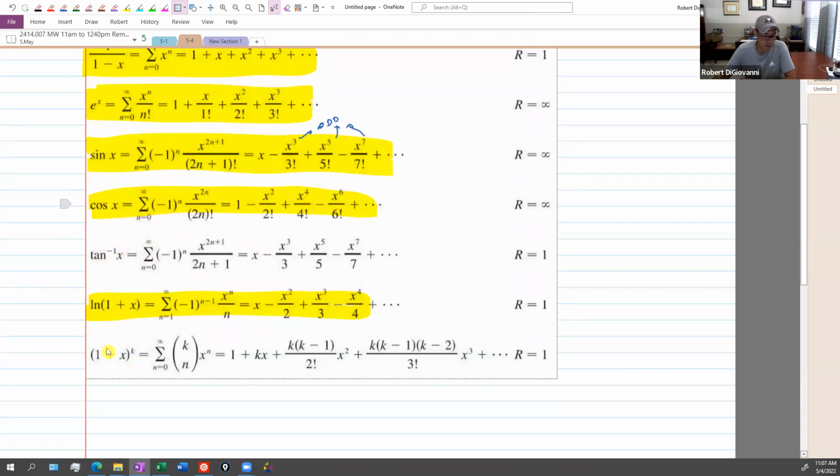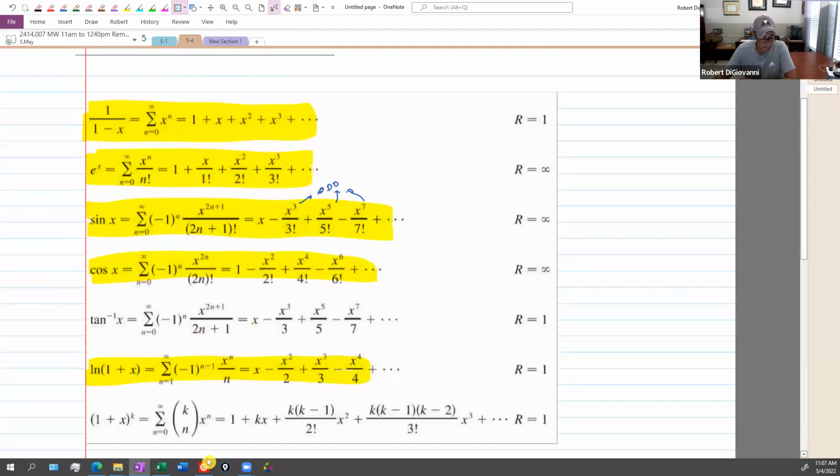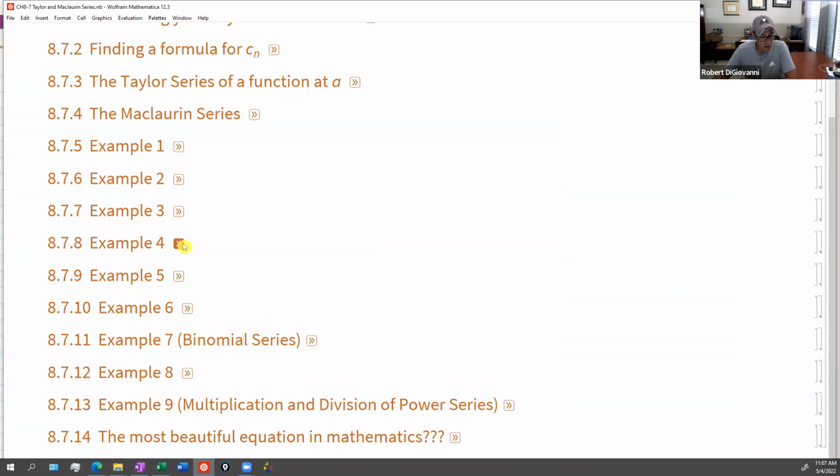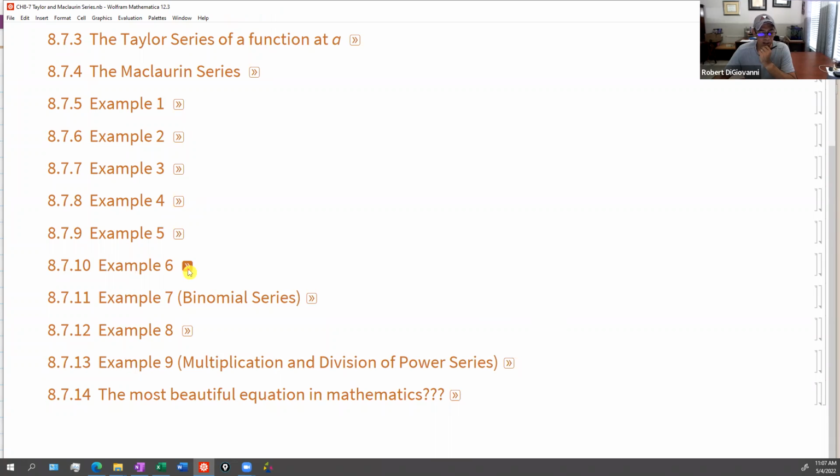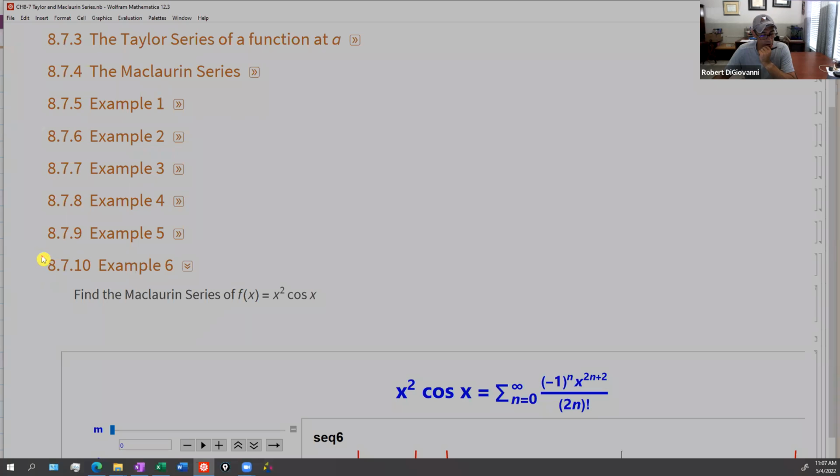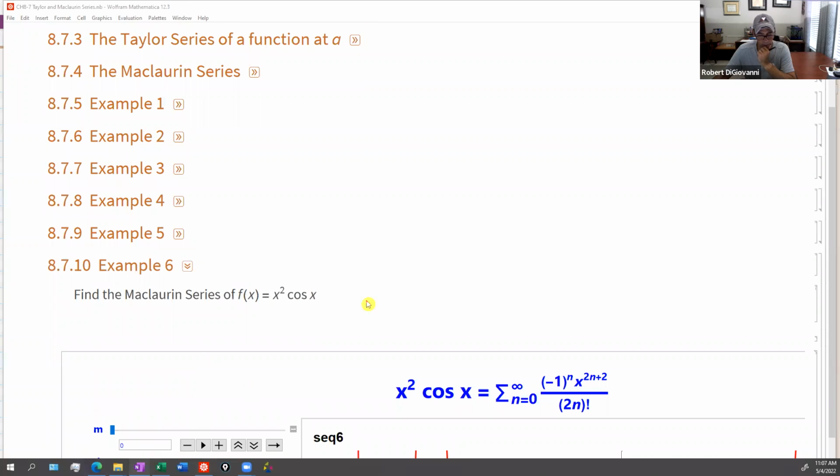Arctangent's going to be kind of interesting. This one is going to be really interesting, but we'll get to that in a minute. All right. So sine, cosine, this one. Okay, so let's do this one. Let's do example 6 first. All right. We want to find the Maclaurin series for this.